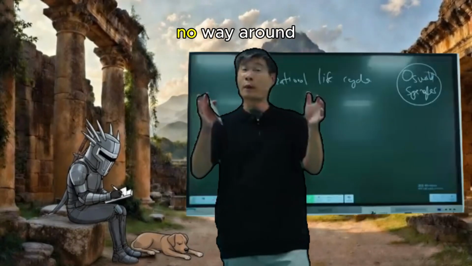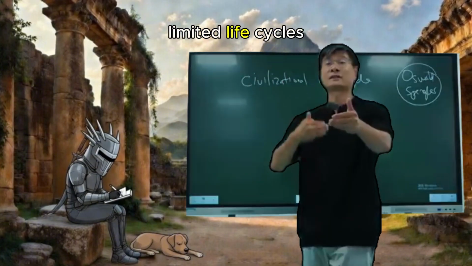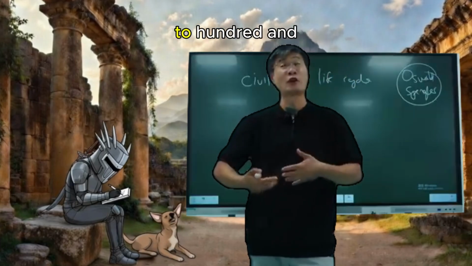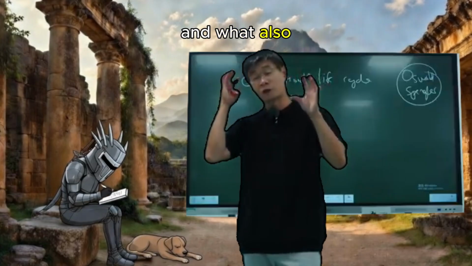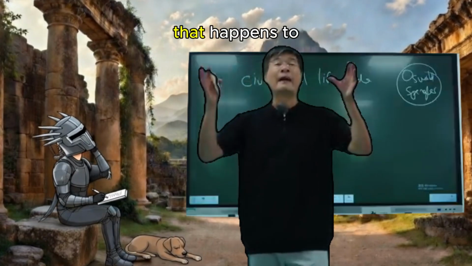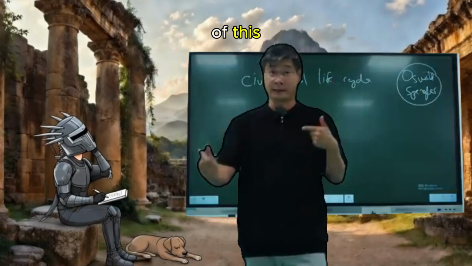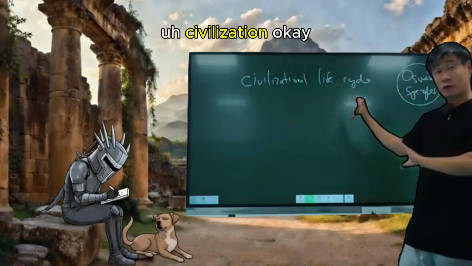Right? And there's no way around this. We all have limited life cycles. You can live to 100, you can live to 150, but eventually you'll die. And what also Spengler says is that happens in society as well. And there's nothing anyone can do about this. So let's go over the life cycle for civilization, okay?